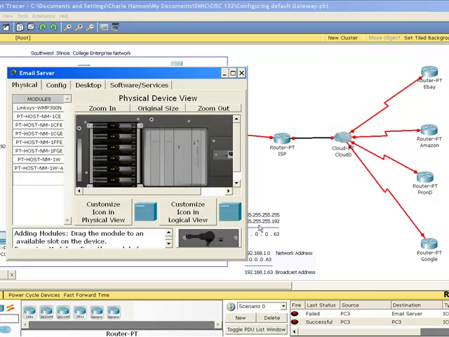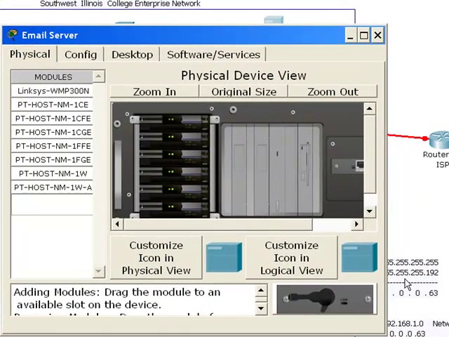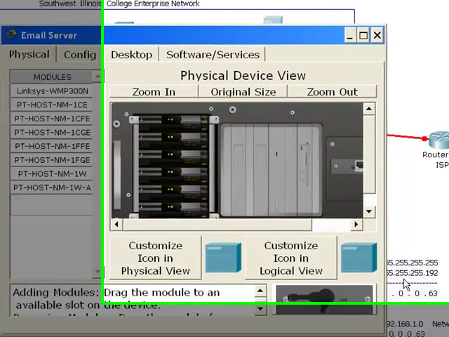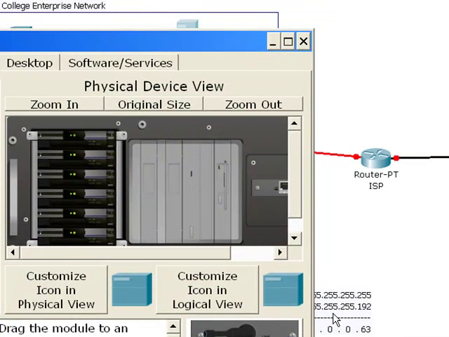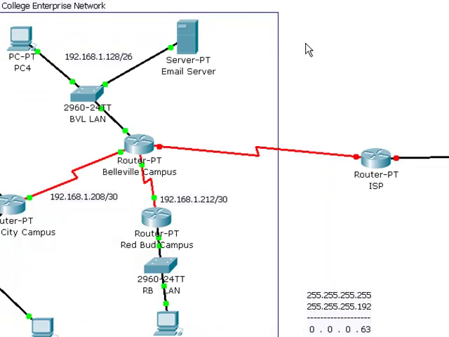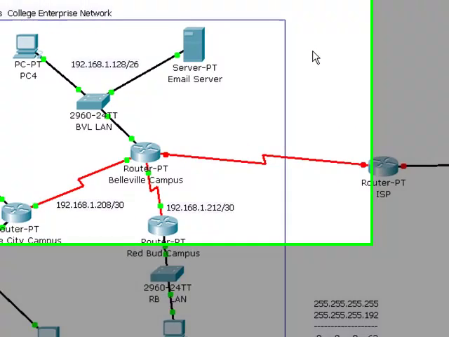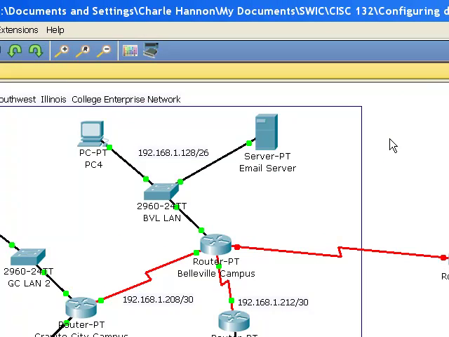There we go. Okay, well, the next video will probably be EIGRP, since that's Cisco's proprietary networking protocol. And I'll probably get that out to you pretty soon.